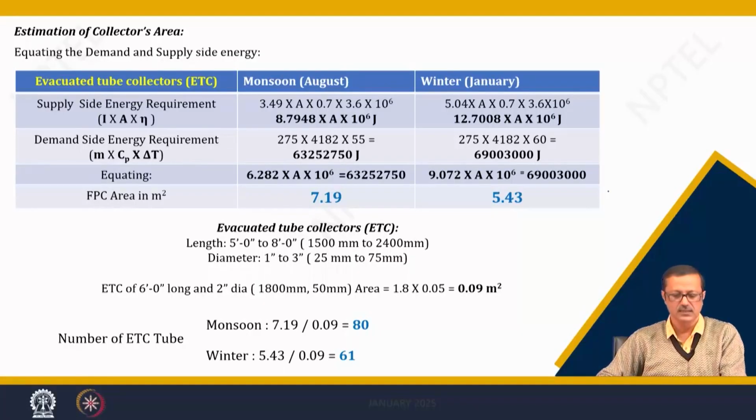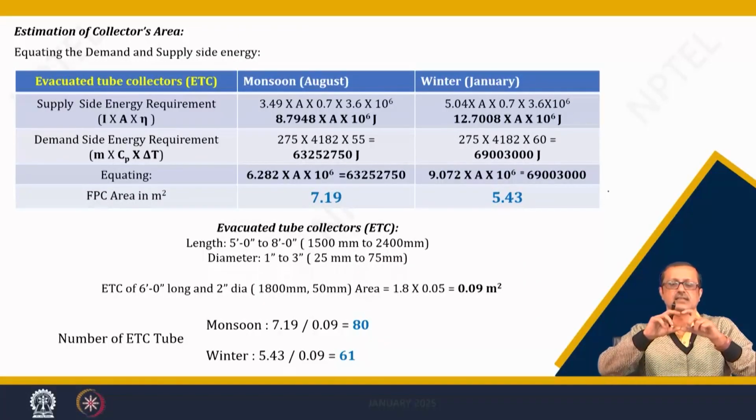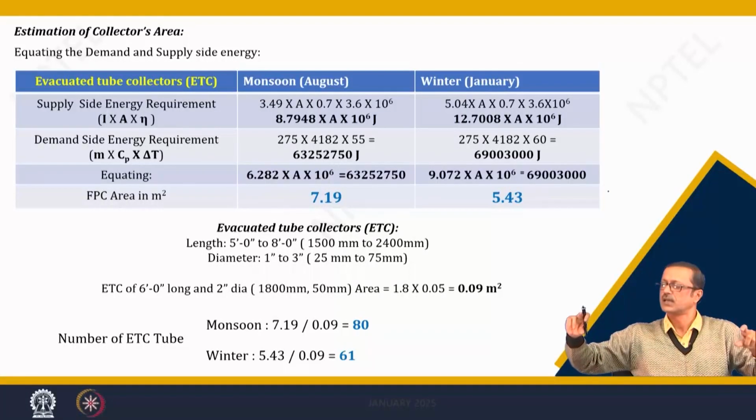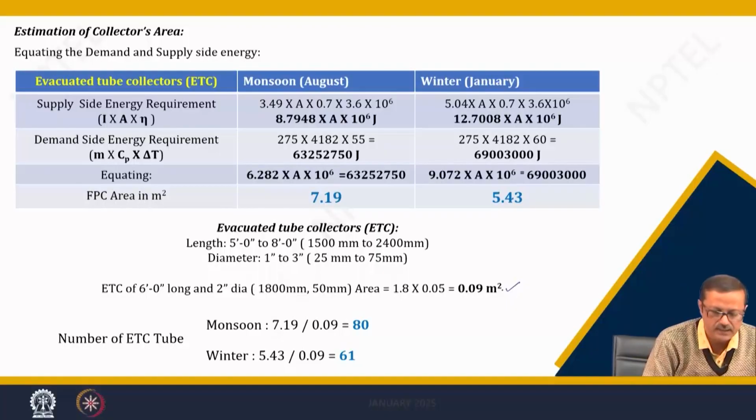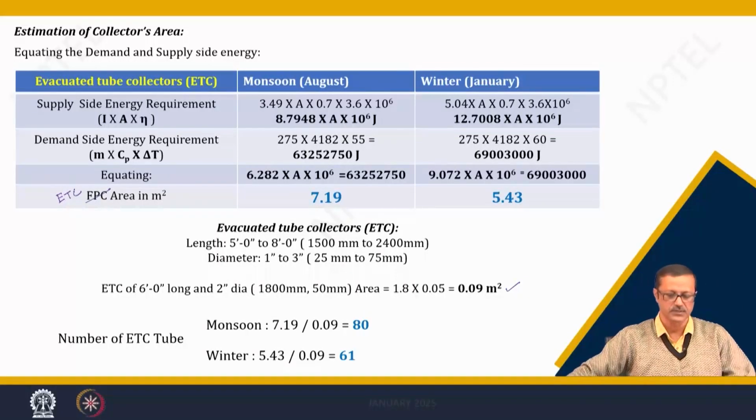So I have found out the area, and because it is a cylinder, we take not the surface area of the cylinder but the projected area of the cylinder, so the diameter and the length are multiplied. That gives me 0.09 square meter, and I can find the number of tubes required for the monsoon and winter seasons by dividing the collector area by the area of the evacuated tube. Only thing is that there is again a small typographical error: it has to be ETC area, not FPC. FPC was the earlier one.